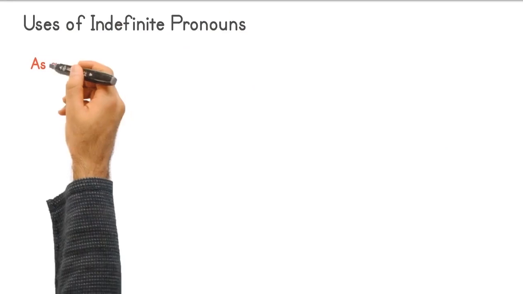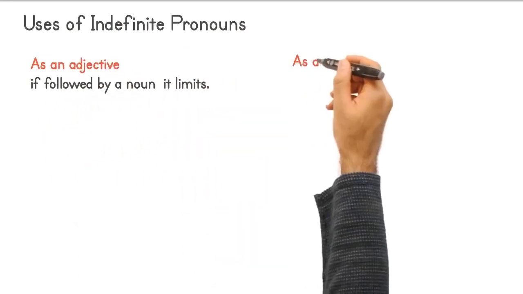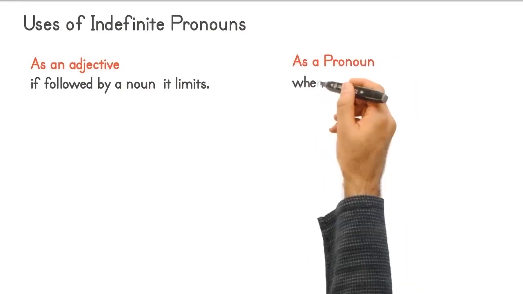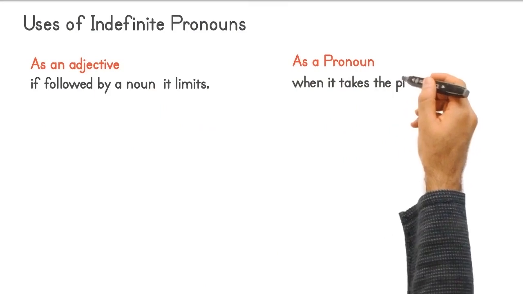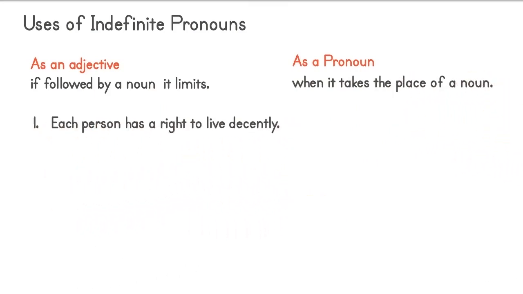Uses of indefinite pronouns. It is an adjective if it is followed by a noun that it limits. It is a pronoun when it takes the place of a noun, or it points out something that it does not name. For example, each person has a right to live decently.